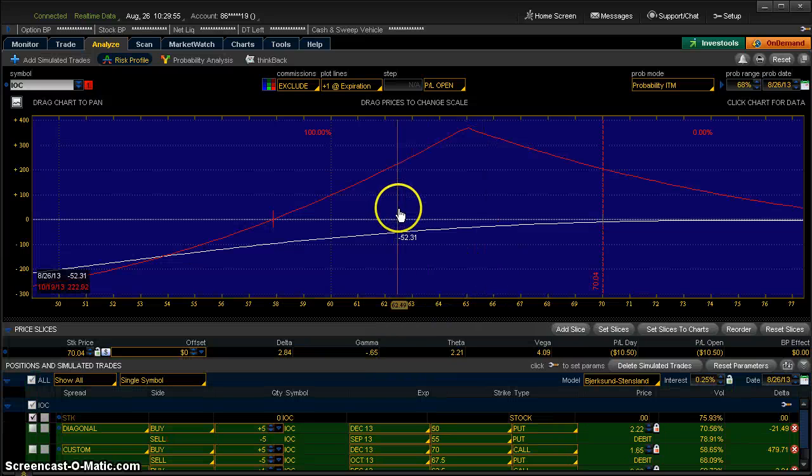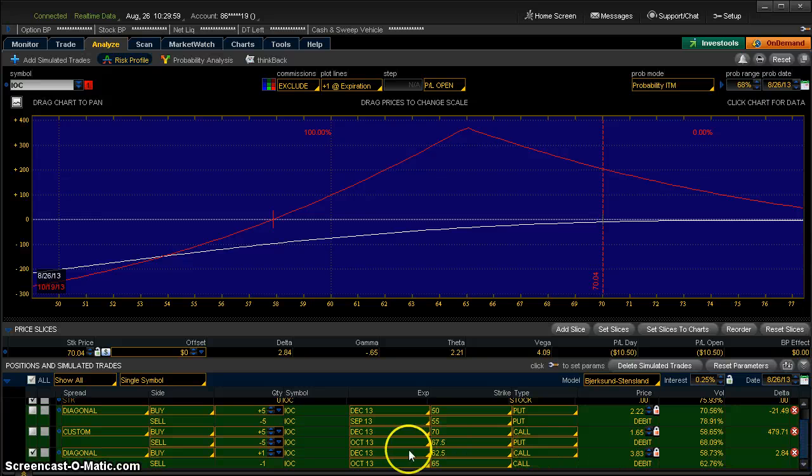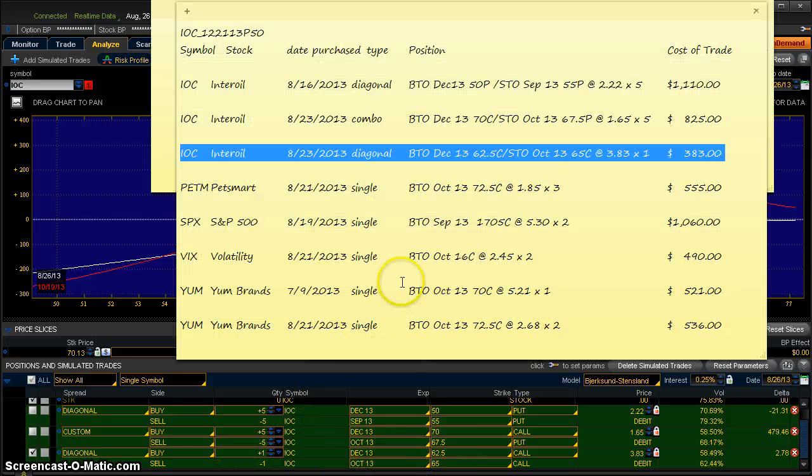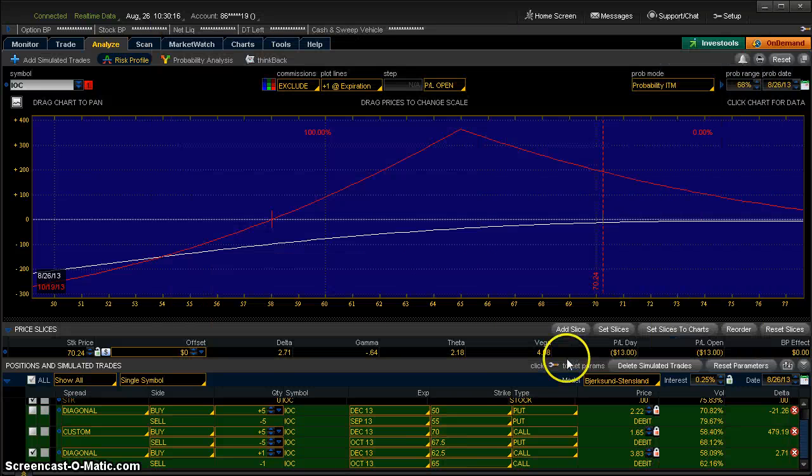And then you can see it better, it shows what the trade was, right? Buy the December 62.5, sell the October 65. Let me just check to make sure that's right. Yes, one contract at 383, and there it is. So, again, since it's a diagonal, your max profit would be right at your short strike price, right there.